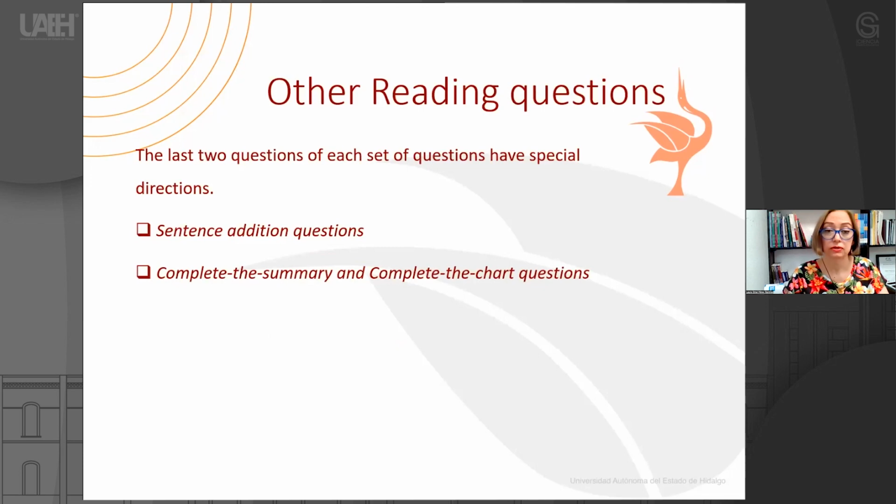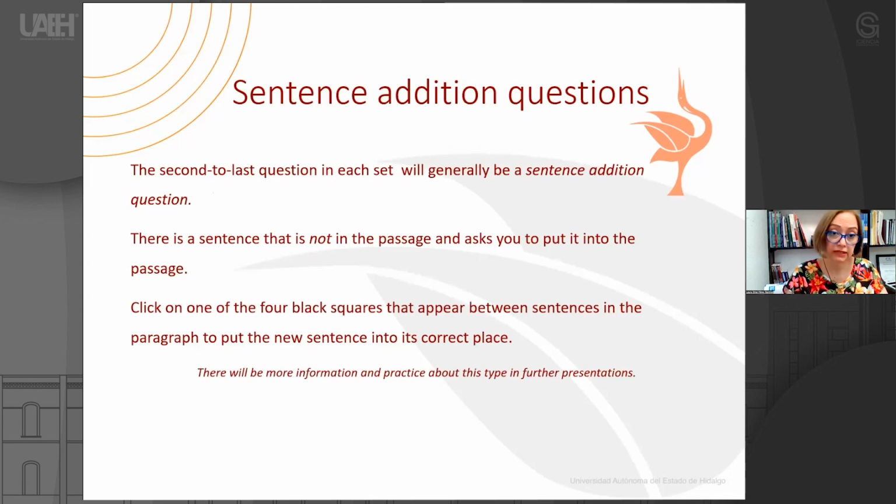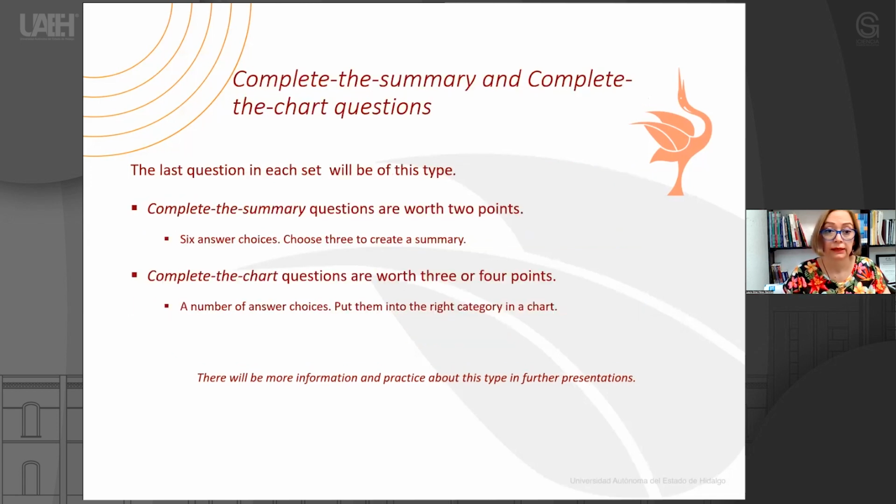Finally, the last 2 questions of each set of questions have special directions: sentence addition questions, or complete a summary and complete a chart questions. The second to last question in each set will generally be a sentence addition question. So there is a sentence that is not in the passage, and you will have to put it into the passage. You do that by clicking on one of the 4 black squares that appear between sentences in the paragraph to put a new sentence into its correct place. The last question in each set will be of this type.